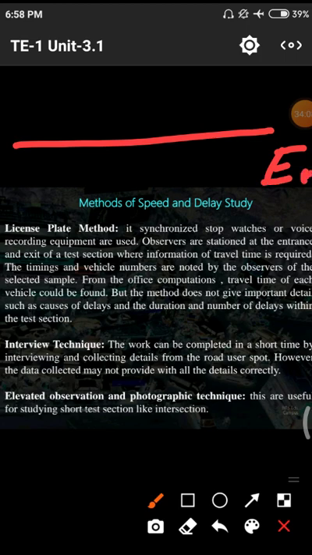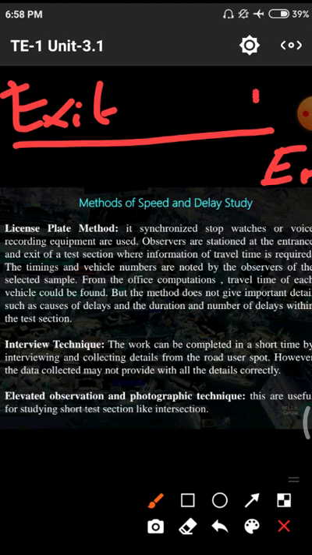This is the entrance point. This is the exit point. While the vehicle is moving from the entrance point to the exit point, there are observers O1 and O2. The work of O1 is simply to note the vehicle number and the time the vehicle passes the entrance point. O2 will observe the time and the vehicle number, so that there is a time difference, and the distance is the same. Likewise they note down different vehicles and different times. They will directly give the delay studies and speed studies.